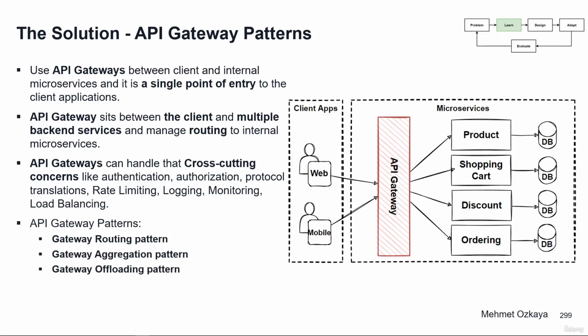There are three main patterns which become API gateway features. These are the gateway routing pattern, gateway aggregation pattern, and gateway offloading pattern. So before diving deep into the API gateway, we should understand the underlying principles and patterns from the API gateway pattern.